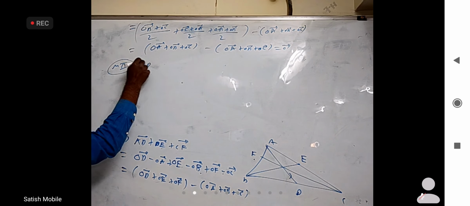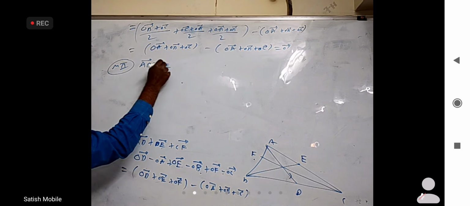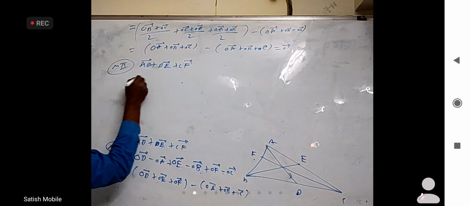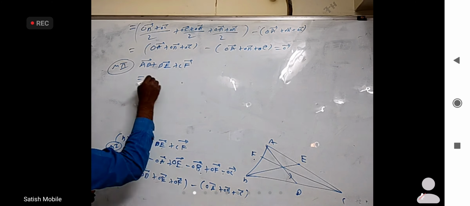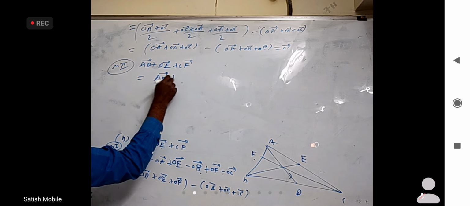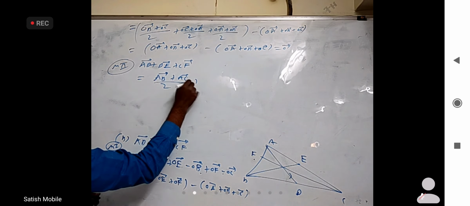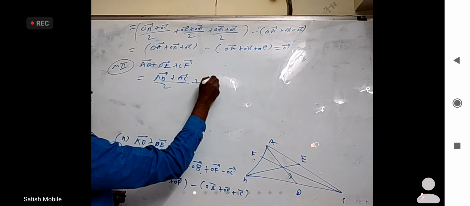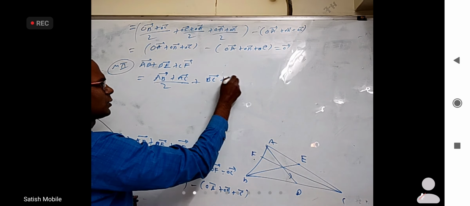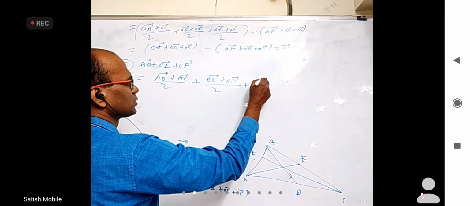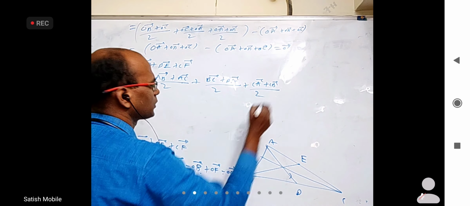Without all that, AD plus BE plus CF: directly, AD bar I can write as AB plus AC by 2. BE is BC bar plus BA bar by 2. CF is CA bar plus CB bar by 2, which sums to 0.